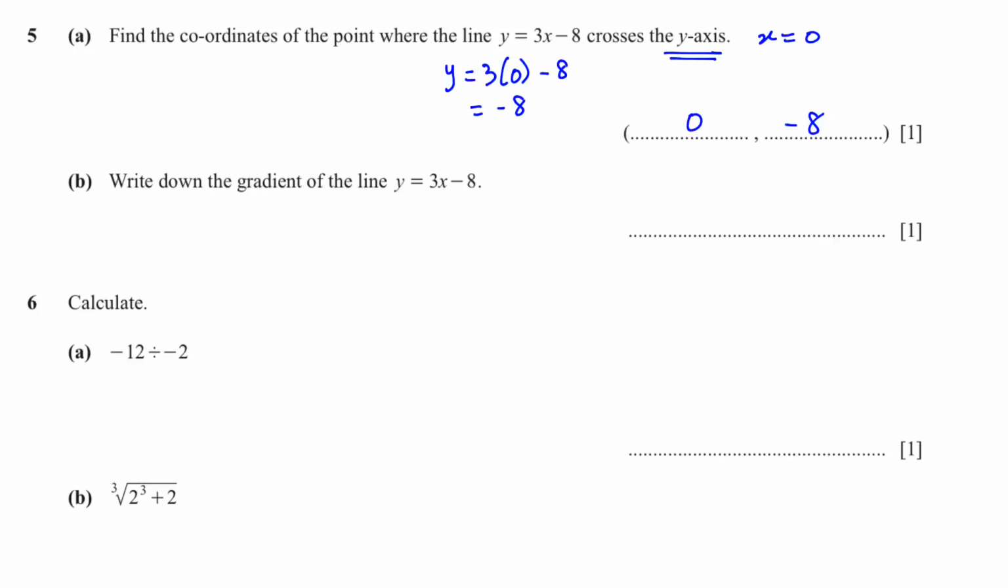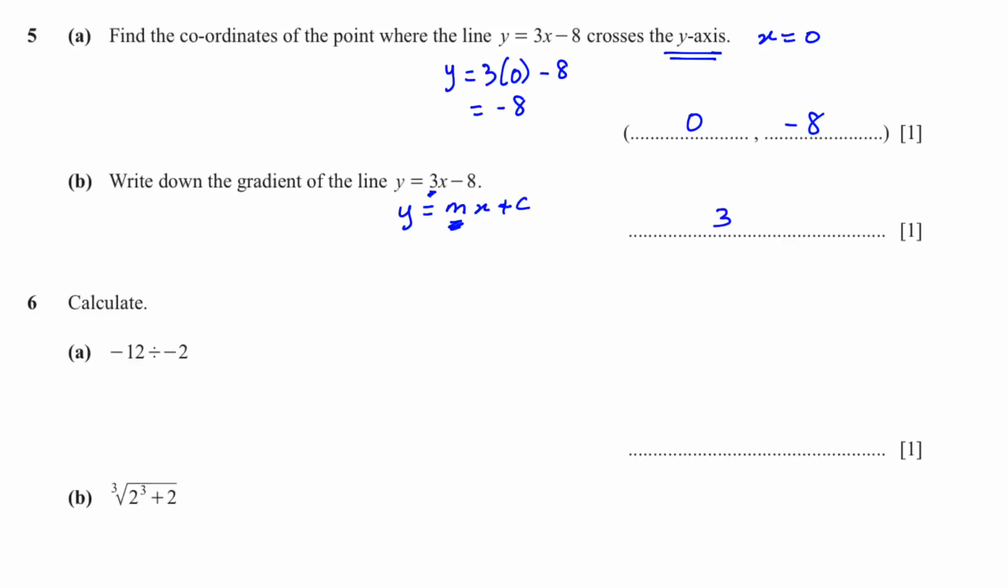In B, write down the gradient of the line y is equal to 3x minus 8. We always have this format, y is equal to mx minus c, mx plus c or minus c. M is your gradient, the number before x. So we have 3 here, so that is our gradient.